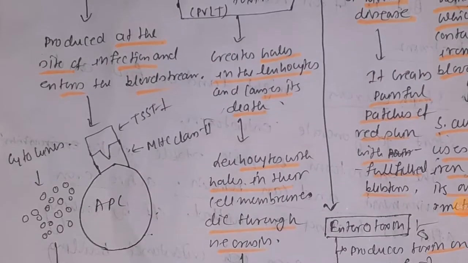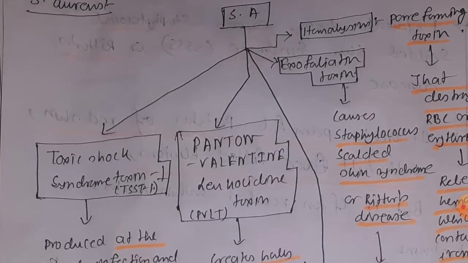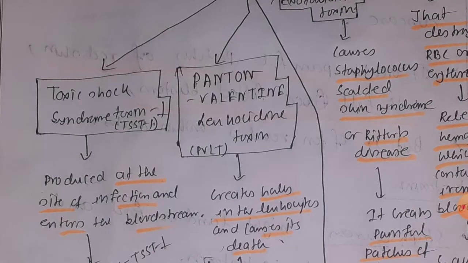So that is the toxic shock syndrome toxin. That means Staphylococcus aureus produces toxic shock syndrome toxin at the site of infection, and from there it enters into the bloodstream. Inside the bloodstream it will bind with the MHC class 2 receptor present on the surface of the APC, and stimulates the immune system to release too much of the pro-inflammatory chemicals called cytokines, and this too much cytokine together creates a cytokine storm.